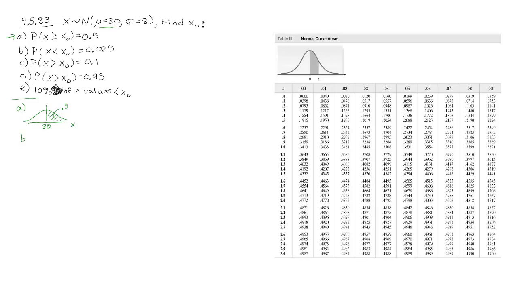Okay, the rest of these are a little bit trickier. Again, I'm going to start off by drawing my normal curve, centered around 30. And we're being asked to find an x naught value such that the area to the left of it, left because of this sign and not because it's a less-than sign, is 0.025. Well, 0.025 is very small, so our x naught value has to be somewhere over here on the left-hand side, because this area here is only 2.5%, or 0.025.